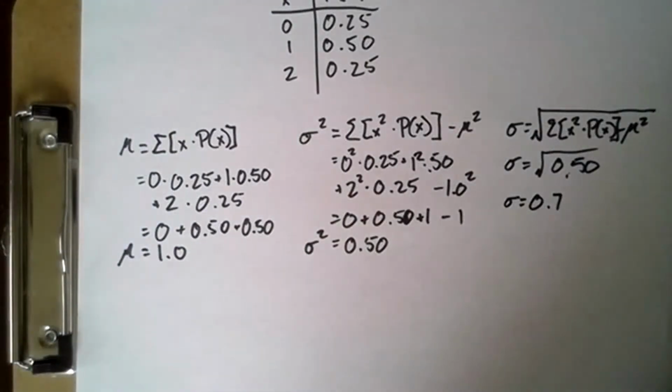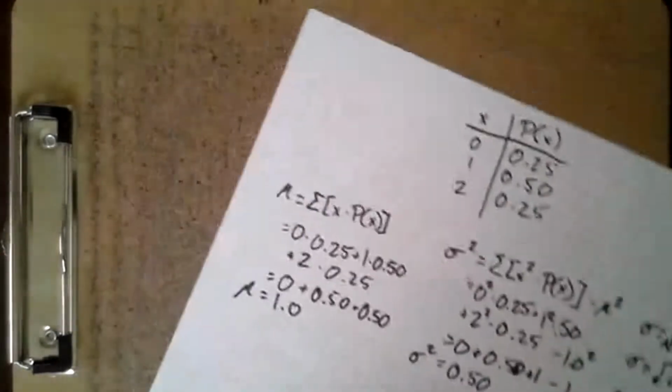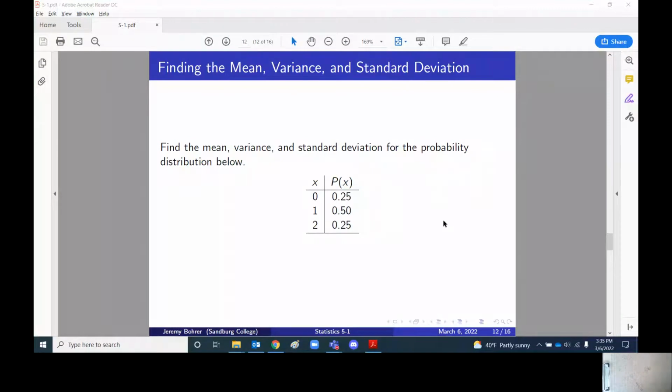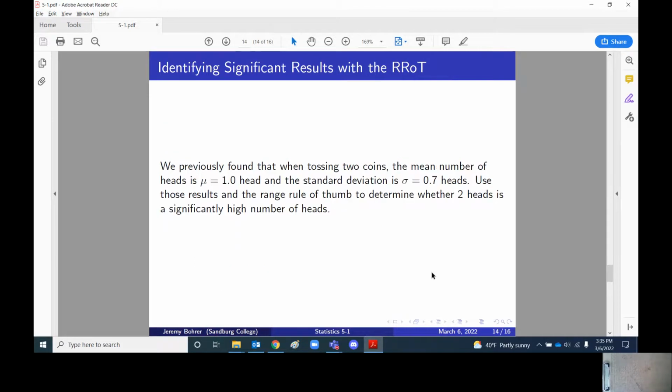Moving on, we come to this problem. We previously found that when tossing 2 coins, the mean number of heads is mu equals 1.0, and the standard deviation is sigma equals 0.7, which is what we just calculated. Using those results and the range rule of thumb, determine whether 2 heads is a significantly high number of heads.